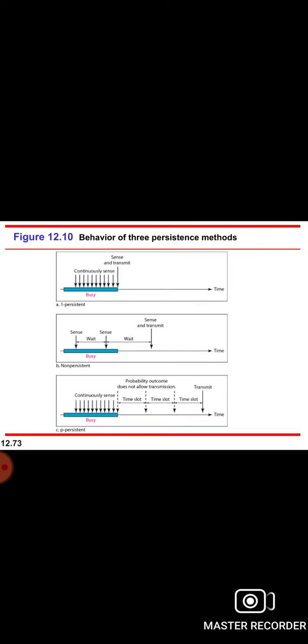The p-persistent method is used if the channel has time slots with a slot duration equal to or greater than the maximum propagation time. The p-persistent approach combines the advantages of the other two strategies. It reduces the chance of collision and also improves the efficiency.